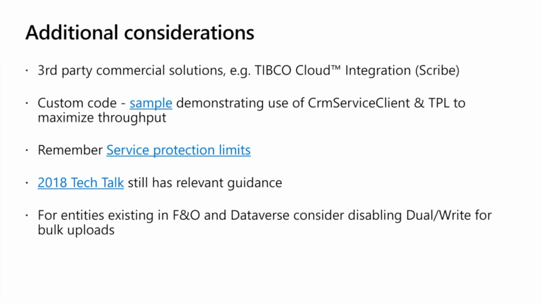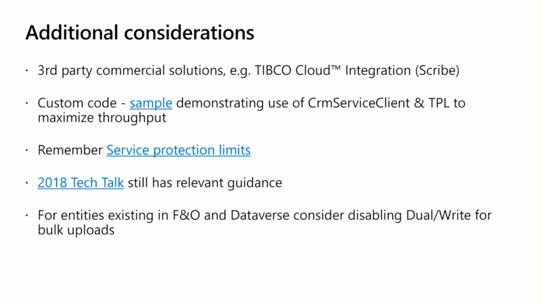The last point of consideration is that if we have entities that exist in both Finance and Operations and on the Dataverse side, we should consider disabling dual write, because dual write will have a huge performance impact. If we do bulk uploads, our data migration strategy might become way too slow. For mitigation, the only possibility we have is to disable dual write.